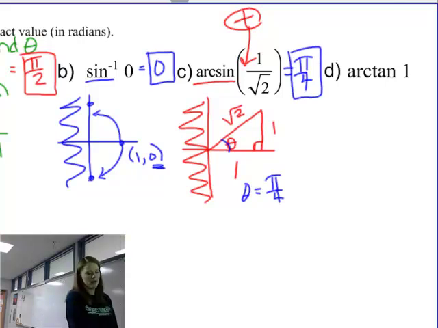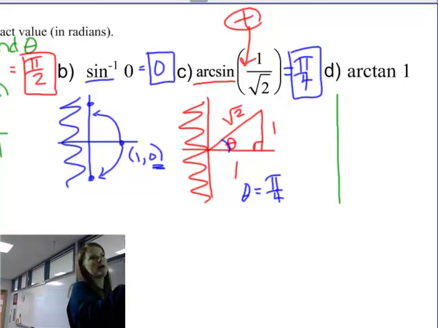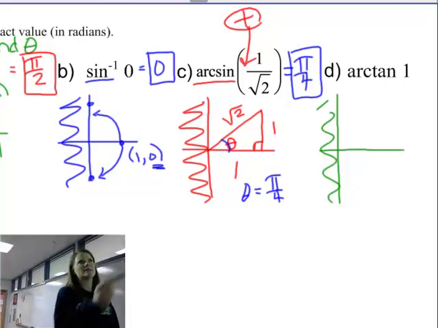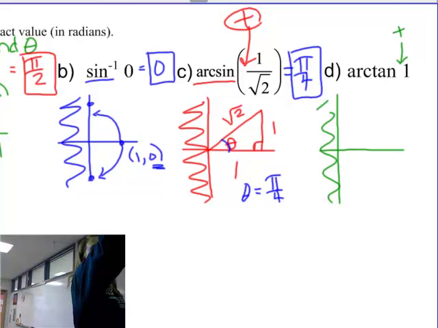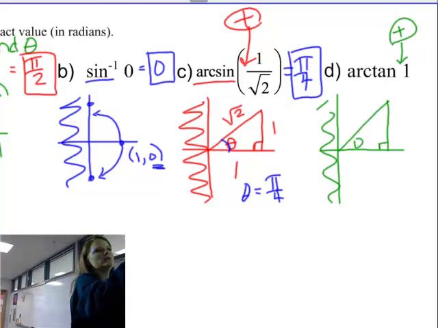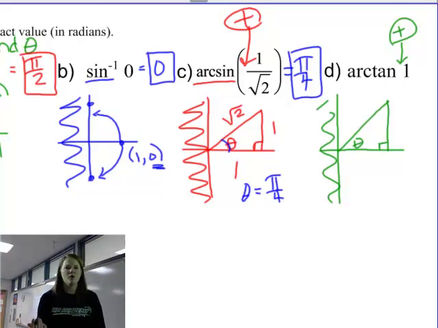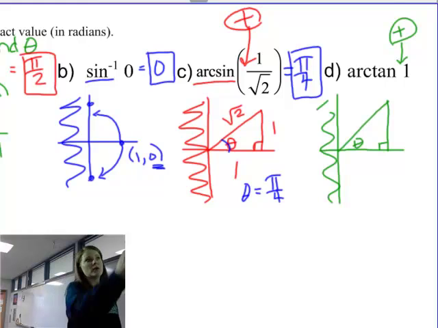Okay, last one. Arctangent of 1. Okay, tangent's a little bit funky. Remember, tangent is sine over cosine or y over x. Tangent also lives on the right side, and this is a positive 1. So again, we are in the first quadrant. I need a triangle whose angle makes me have my y over my x, or my opposite over my adjacent, equal to 1.